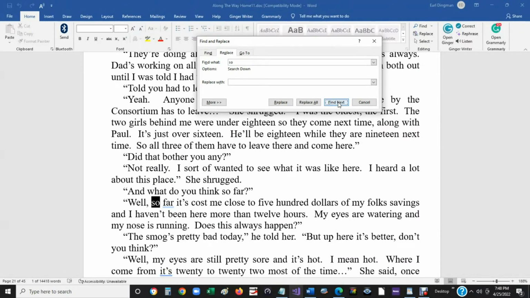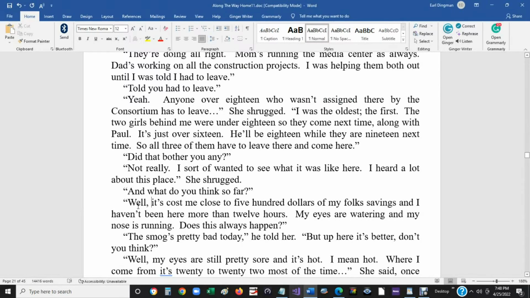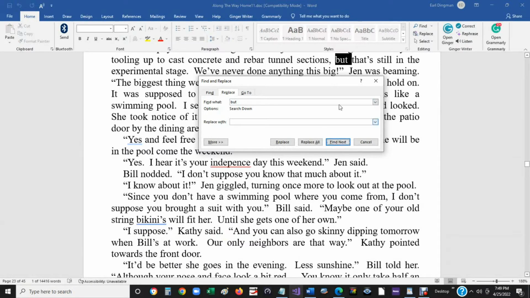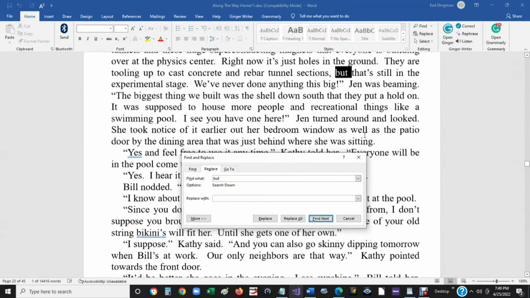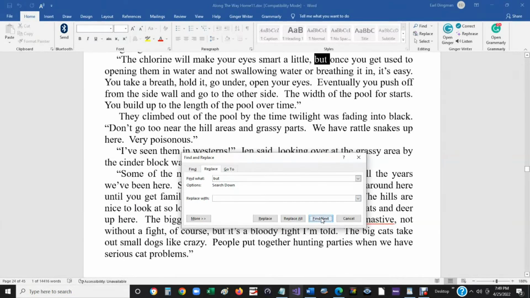So is the next word we're going to limit. Okay, that so can come out. The whole thing, so far, can come out. Well, it's cost me close to $500 of my folks' savings, and I haven't been here for more than 12 hours. And I think we're going back to the top, and I think now we're going to do the buts. And if you have ProWritingAid, it has a tool. That was one of the things I liked about ProWritingAid. It has a tool for overly used words, and it will show you in their order all the words you used over and over and over.